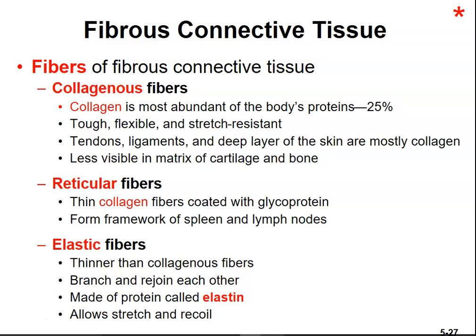Reticular fiber is relatively thin. They can form a framework for organs like spleen and the lymph nodes. Elastic fiber is thin and also has elasticity. So this type of fiber you can find in the ear and the nose. So when you bend the ear, they will give you some flexibility.